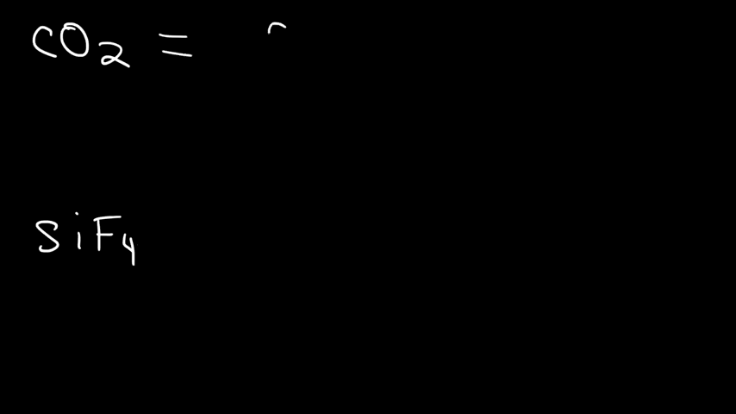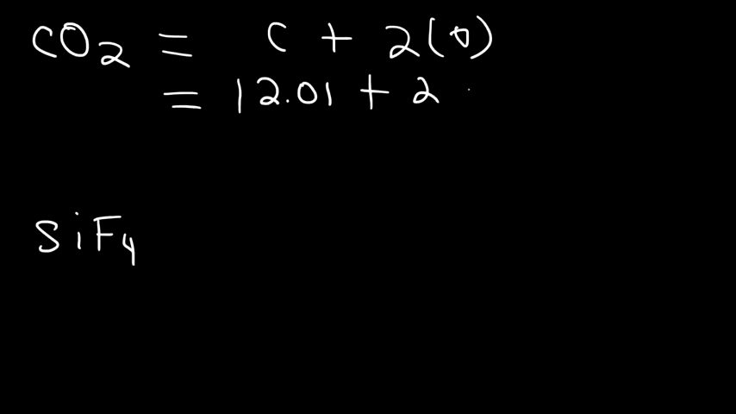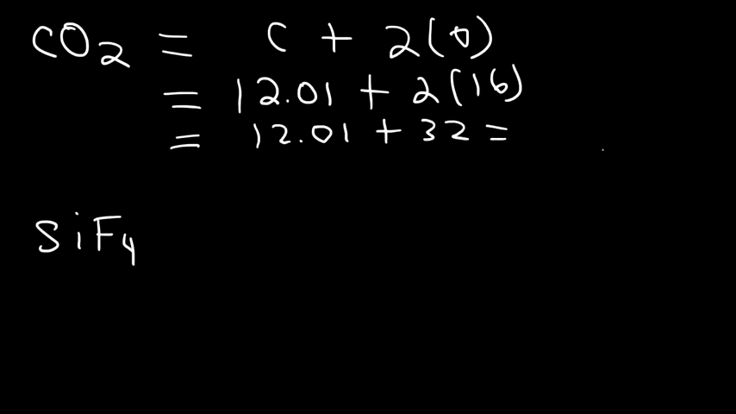So CO2 contains 1 carbon atom and 2 oxygen atoms. Now the atomic mass of carbon is 12.01 and oxygen is 16. So 2 times 16 is 32, and 32 plus 12 is 44. So the molar mass of carbon dioxide is 44.01 grams per mole.